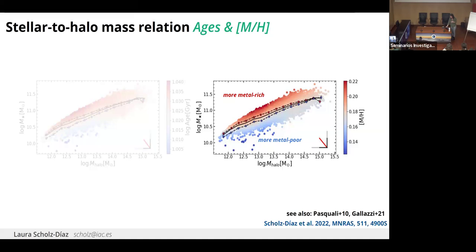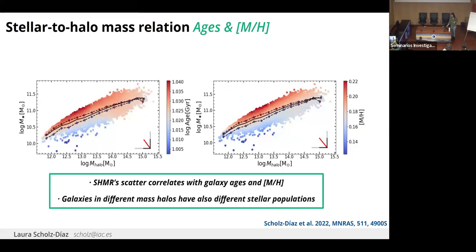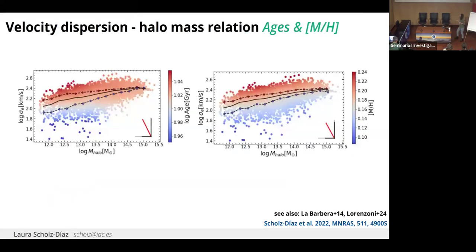And you may be wondering, what about velocity dispersions? Because we also know that stellar populations correlate very strongly, and even more tightly, with velocity dispersion than with stellar mass. So what we did is that we changed the y-axis of this relation. Now instead of stellar mass, we have the stellar velocity dispersion of the galaxies as a function of halo mass. And we recover again that galaxies with higher velocity dispersion are older and also more metal rich.